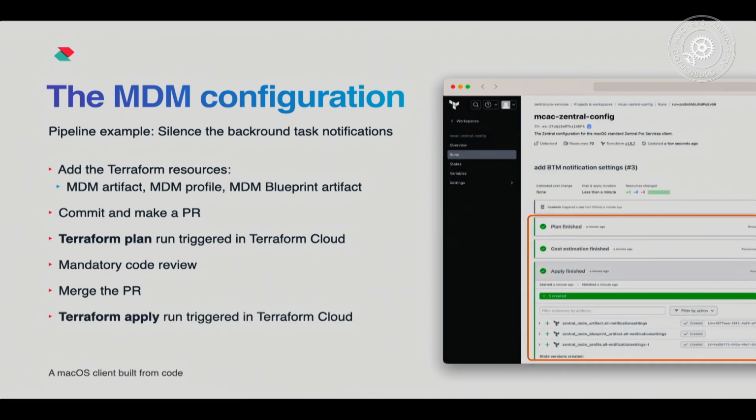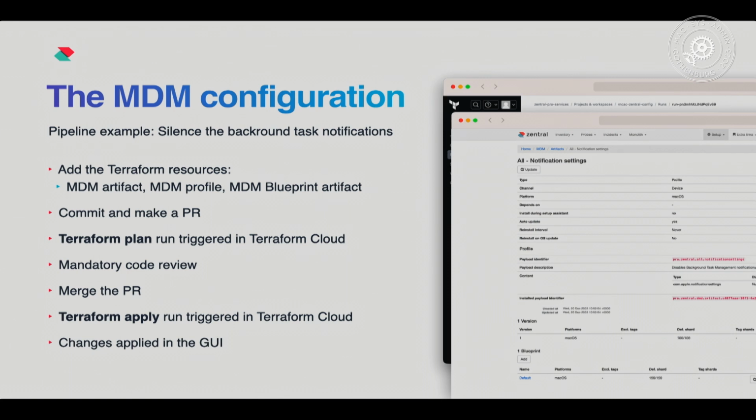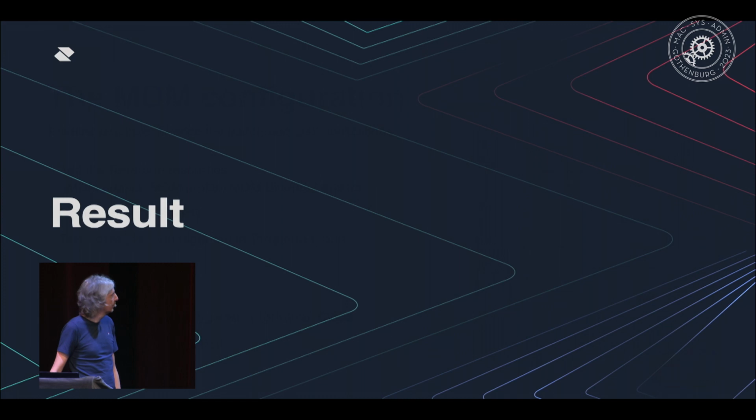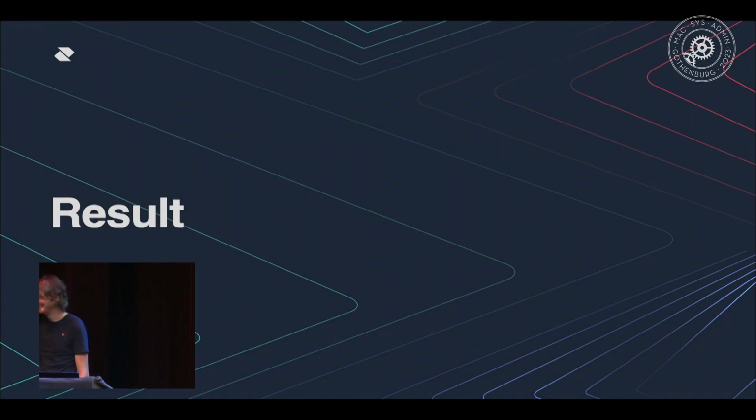And when you merge a PR, this is the Terraform Cloud interface. You can see the resources being created. And this is the one-to-one mapping in Central. And if you wait long enough, it's going to be installed on your devices. We use declarative device management even for legacy profiles. That's it. I hand it over to Johannes with only a few minutes left for the conclusion.